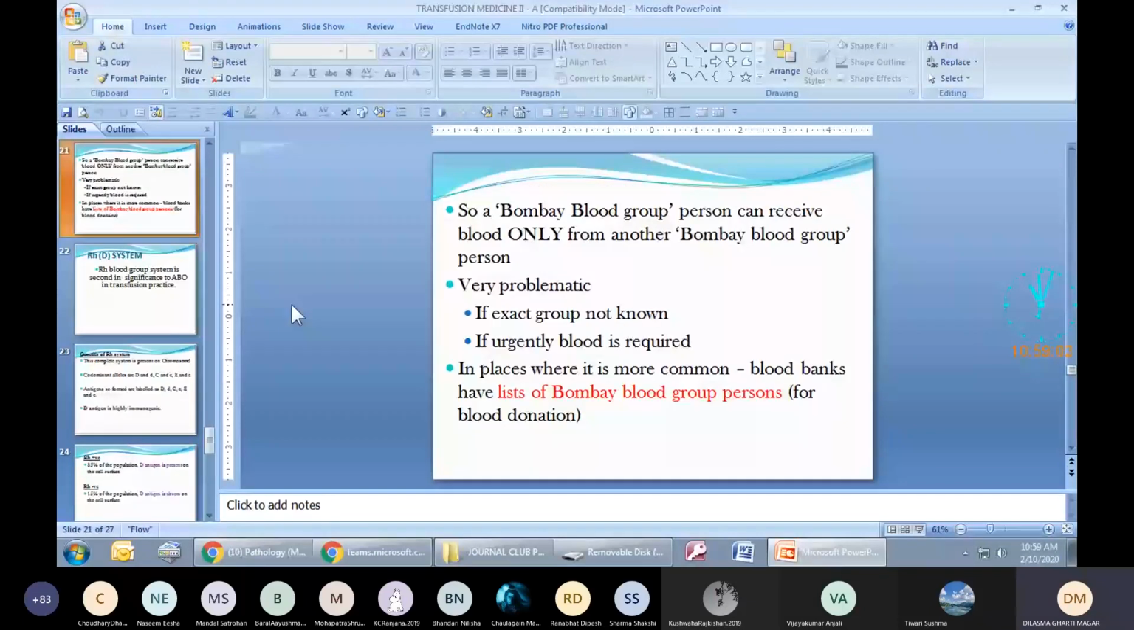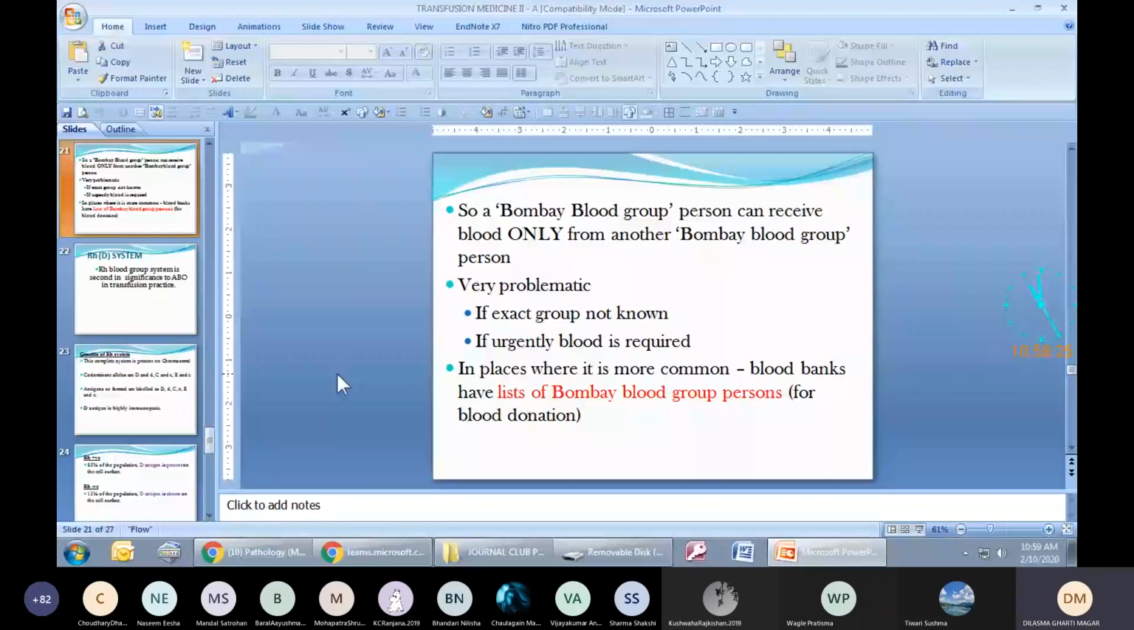Yes, please tell. Ma'am, how do we test for the H antigen? How to know if it is present in the blood or not? Oh, that we will do with a special technique, like anti-H, or some PCR, like that we will do.